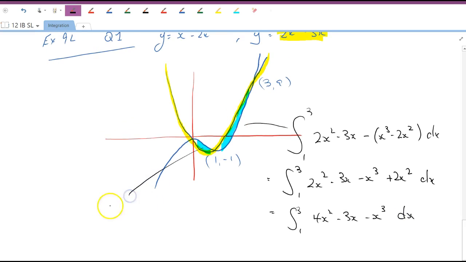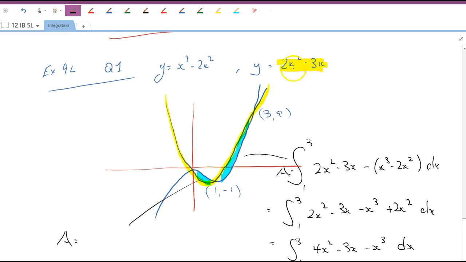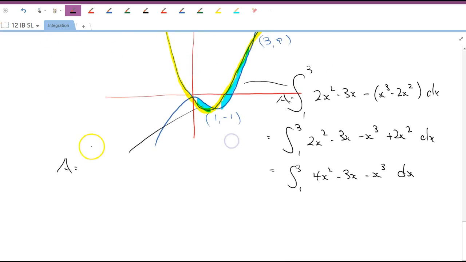Now this area in here will be between 1 and the other point of intersection, which is at the origin. If you look at these functions, they've both got zeros at x equals 0. So this is going between 1 and 0.